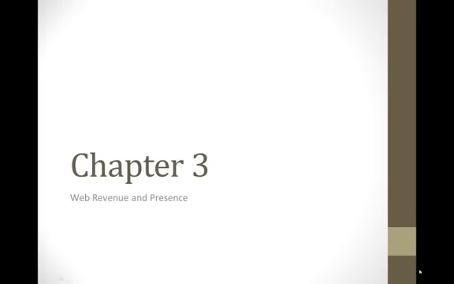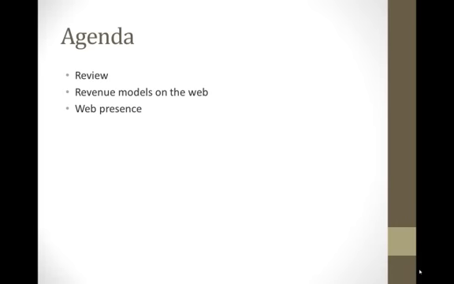And we're back for Chapter 3. So what are we going to look at today? Well, the big thing, I'll do another brief review of what we've already covered, and then we're going to jump into two main topics for today. The first one is looking at revenue models on the web, and the second is looking at how do we develop a web presence. In other words, how can we create an image of who we are?